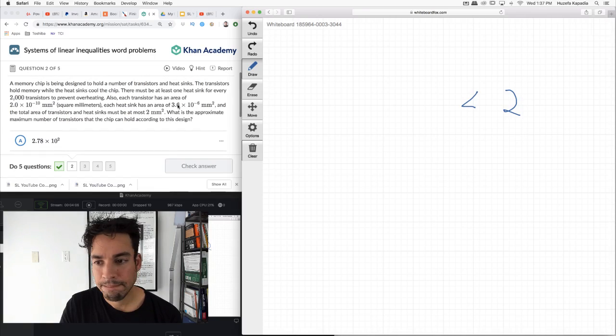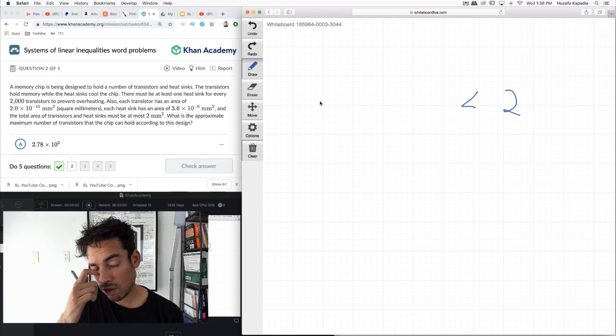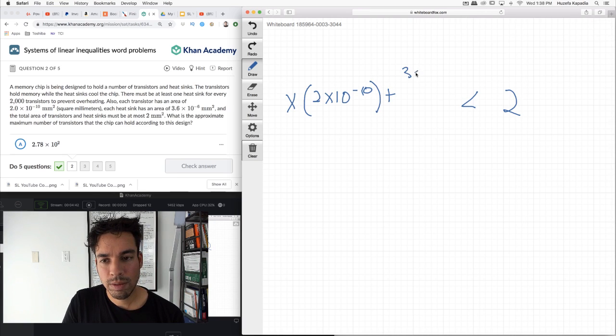I mean, I could solve this. So it's like, we need 2,000 for every one. So if I have X transistors, it's like X transistors times, what is it? 2 times 10 to the negative 10, I'm not sure if this is the fastest way, plus 3.6 times 10 to the negative 6.